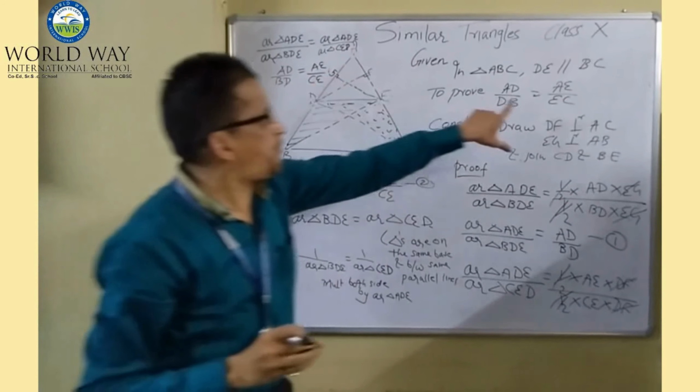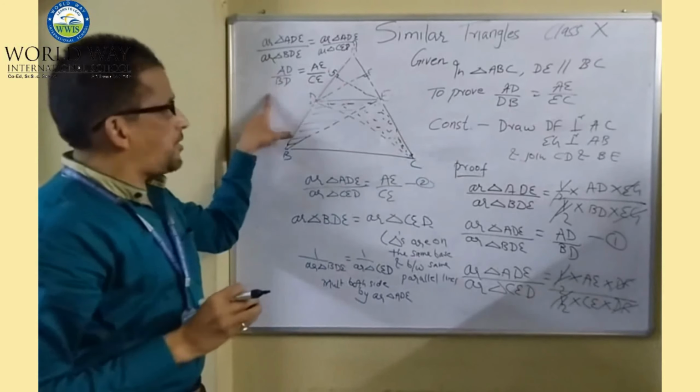Hence proved. This is what we had to prove: AD upon BD is equal to AE upon EC. Hence proved.